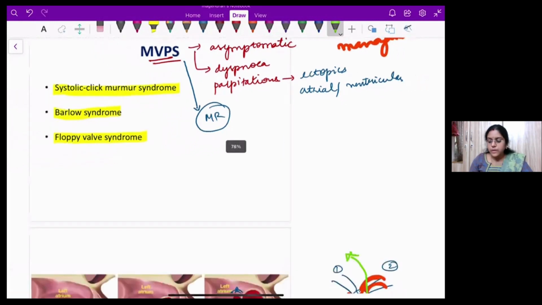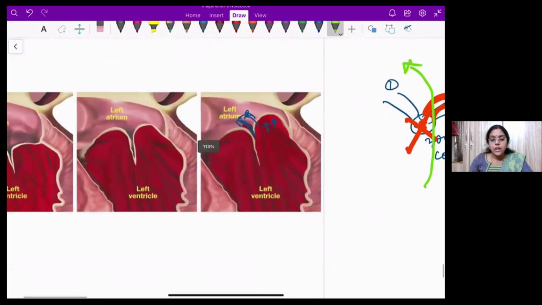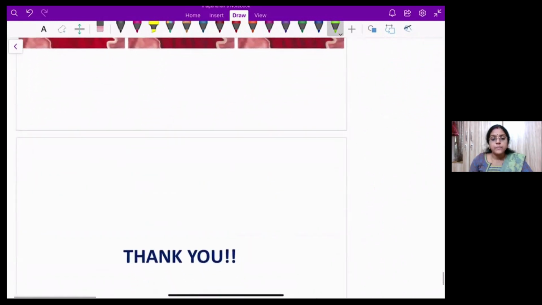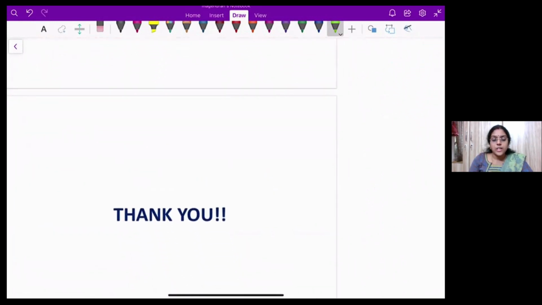Okay, so this is what we have discussed today. We have seen about acute MR, chronic MR, and mitral valve prolapse syndrome, and that comes to the end of the discussion of mitral valve disorders.